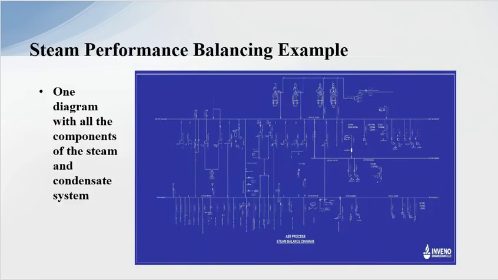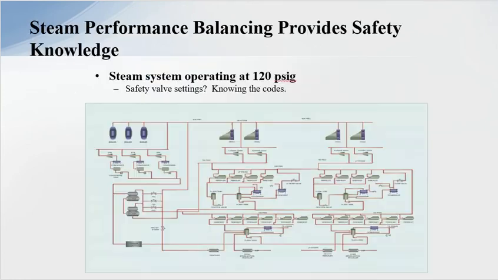The steam performance balancing example that we show here is a one-page, or it could be two-page, diagram showing the complete steam system from the beginning, the generators right here, or the users right here, and down to the condensate recovery system. What this gives you is one diagram with all the components of the steam and condensate system. Easy to understand, easy to read, and easy to explain to management.